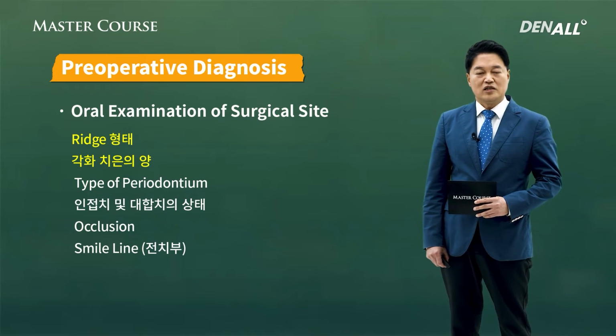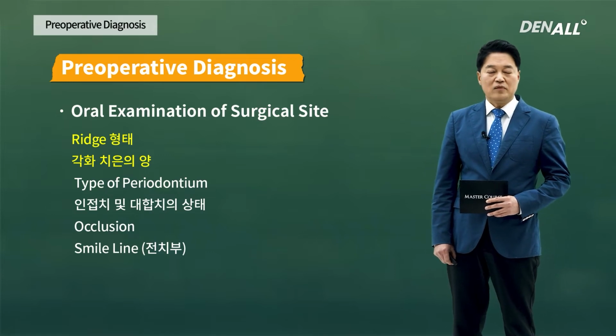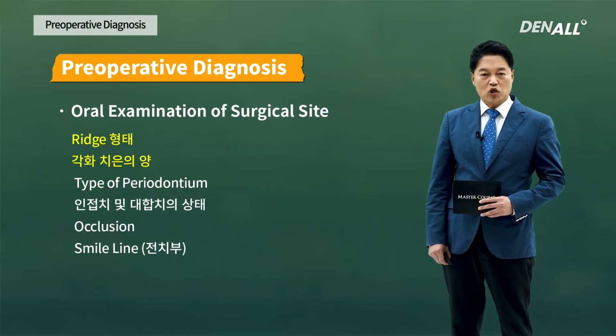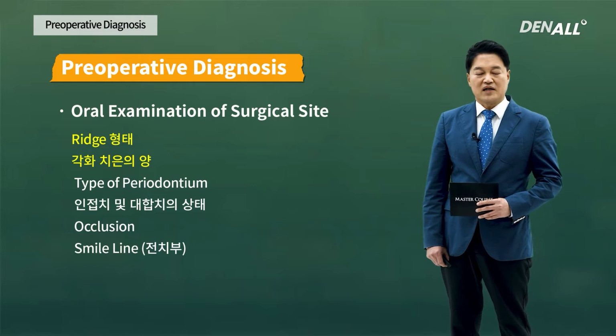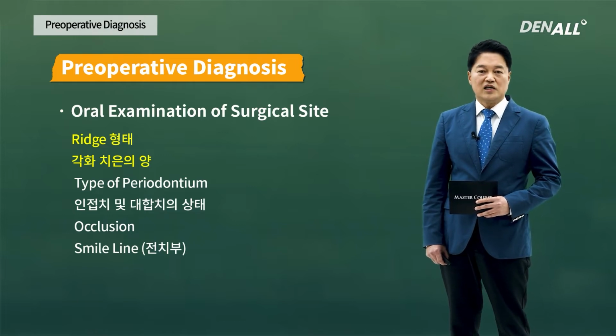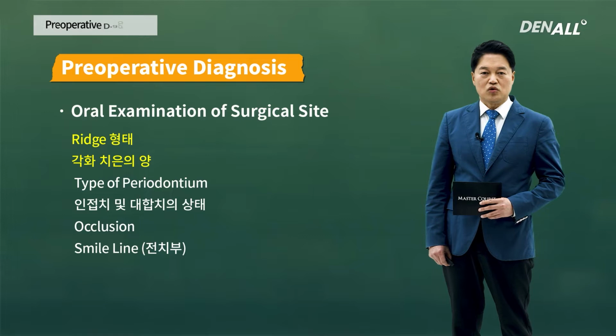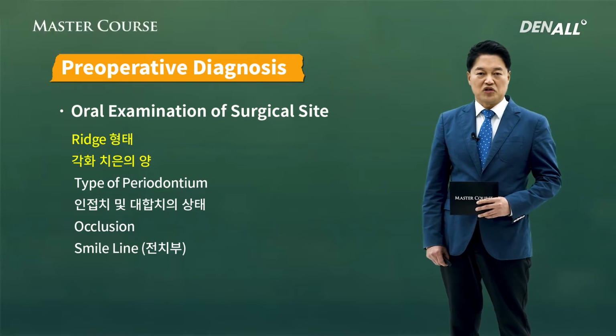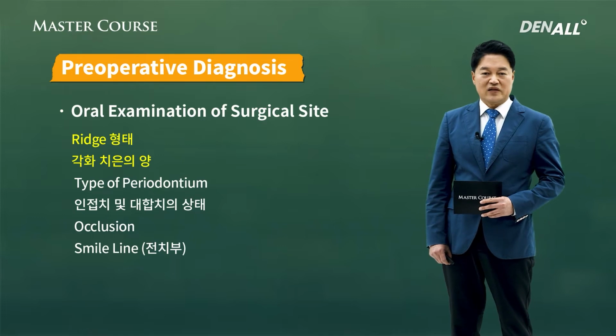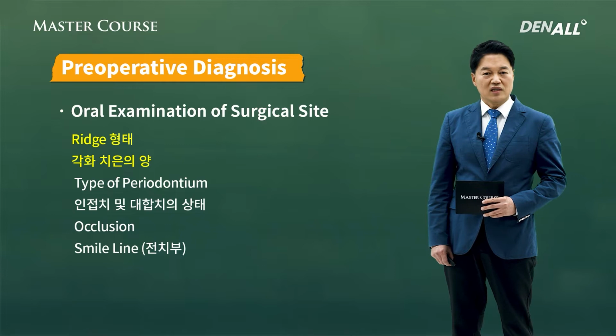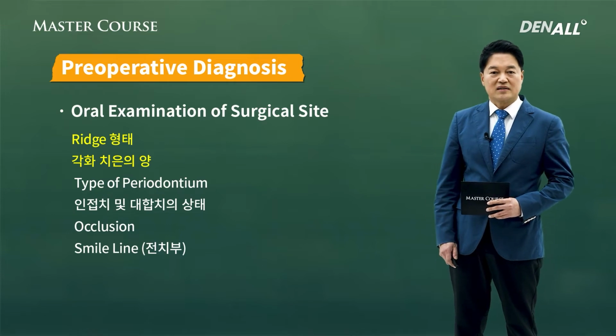In general, when you do oral examination at the surgical site, the points you focus on are ridge shape and keratinized tissue. If there is sufficient ridge amount, it'll be easy, and if there is sufficient keratinized tissue, it'll be easier to treat and there will be a nice prognosis. But if not, GBR or free gingival graft and other complicated procedures may be necessary, so we need to approach it cautiously.